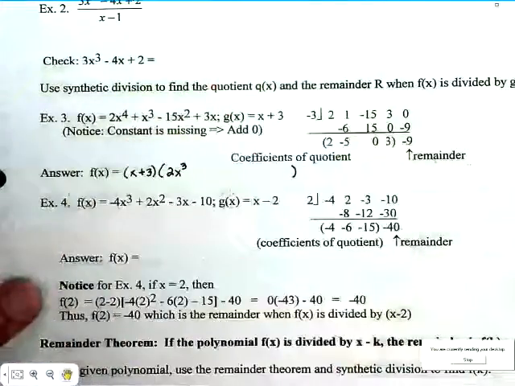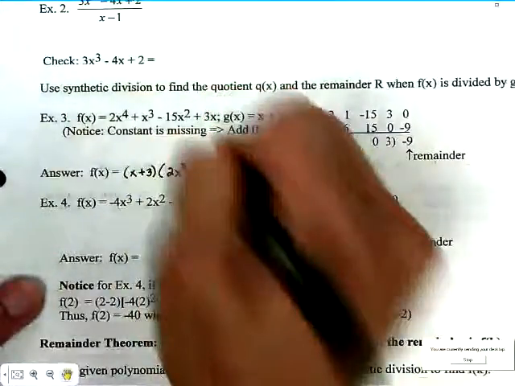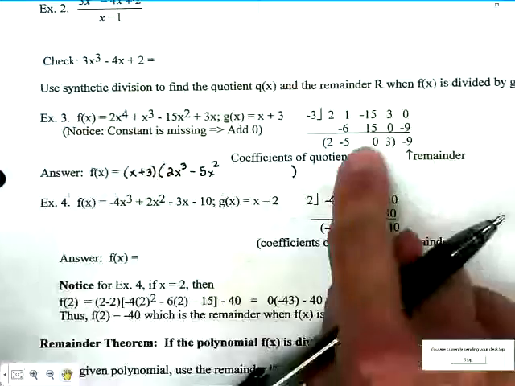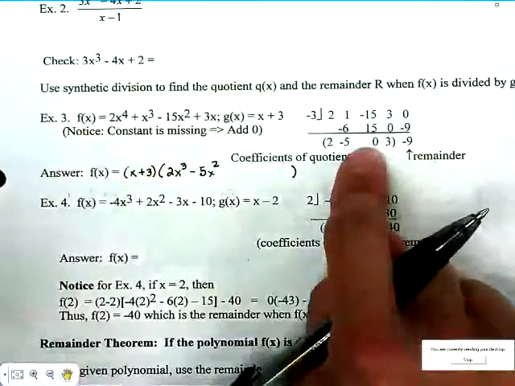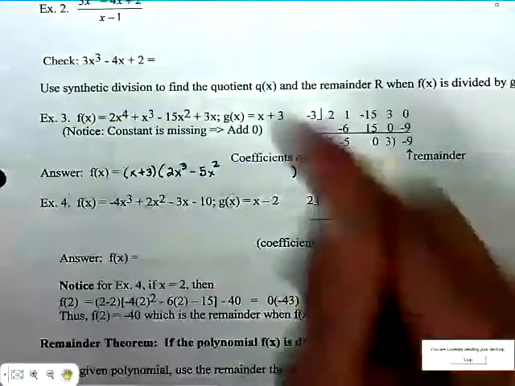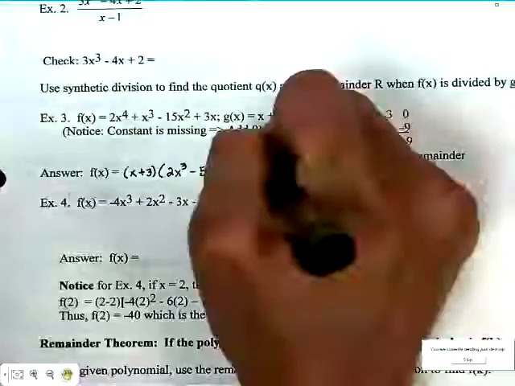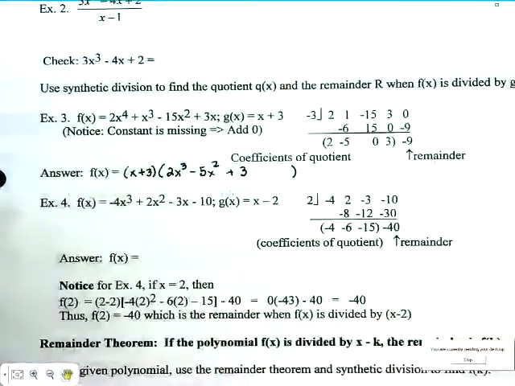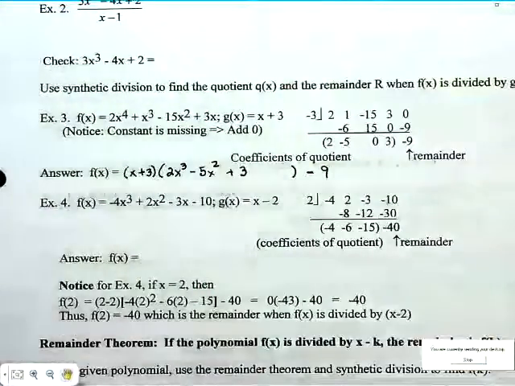minus 5x squared. You could put in plus 0x, but since you're just writing your answer here, 0x is 0, you don't have to write it down. That 3 is my constant, and then the remainder is negative 9. You could either write plus negative 9 or just minus 9, and that's how you would check your answer.